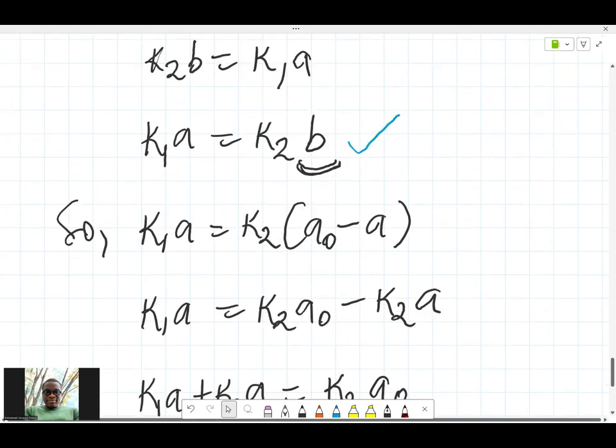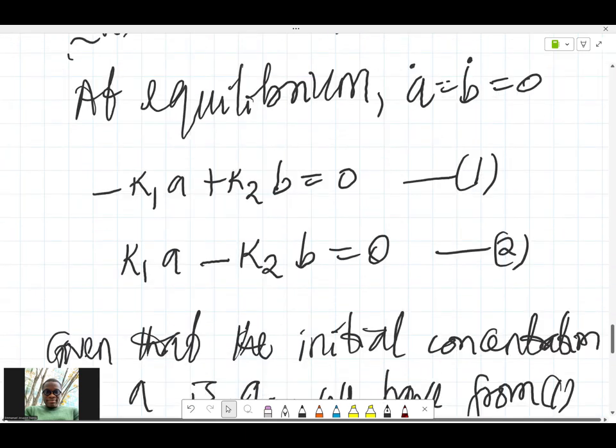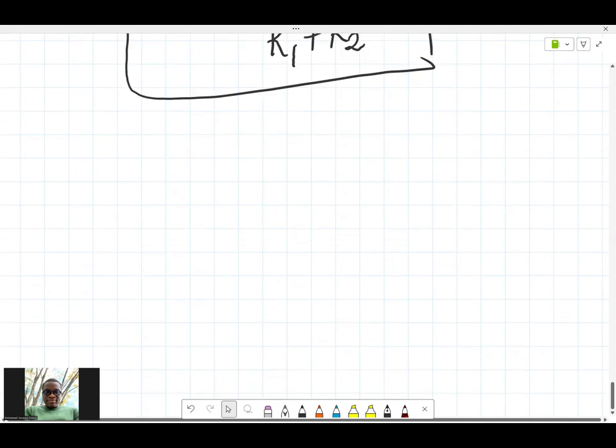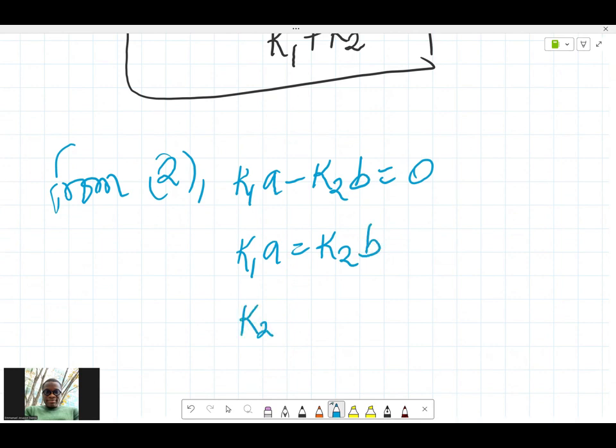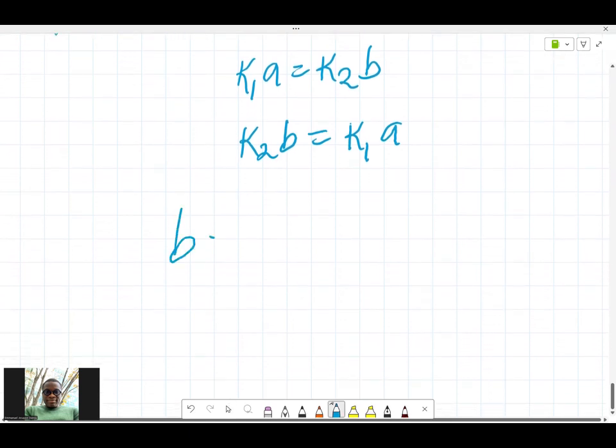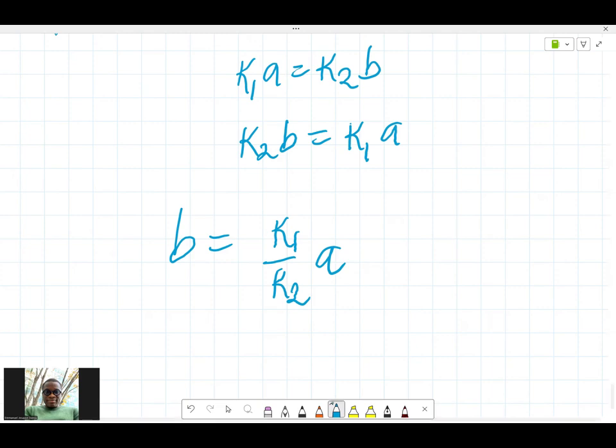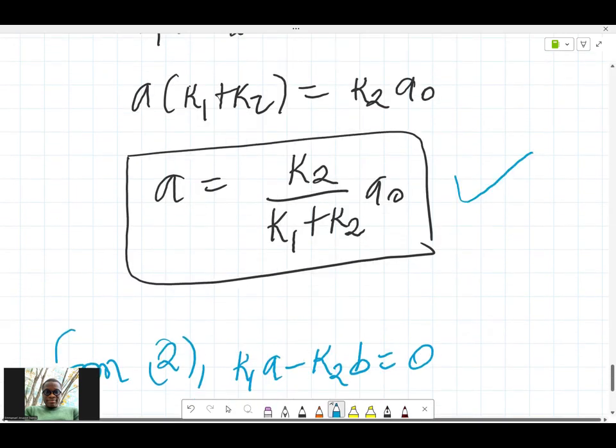So we can go to equation 2 for that. From equation 2, we need to find B. So we have K1A minus K2B also equals 0. So now we have that K1A is equal to K2B. That means K2B is equal to K1A. So B now is equal to K1 over K2 times A. But now we have A already given like this.